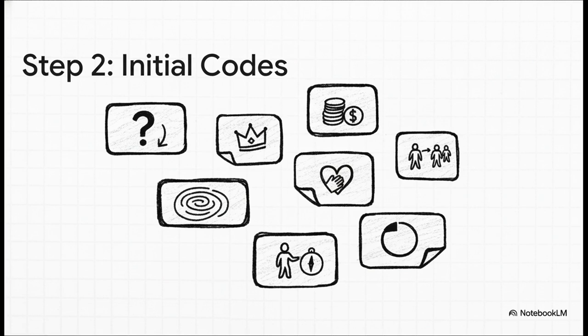So this is what step 2, generating codes, actually looks like in practice. As the researcher reads through all those interviews, they start tagging interesting or important ideas. Things like lack of guidance, imposter syndrome, feeling lost. These phrases start popping up over and over. Think of these codes as the raw Lego bricks of our story.